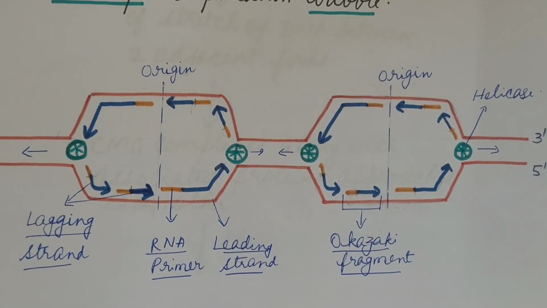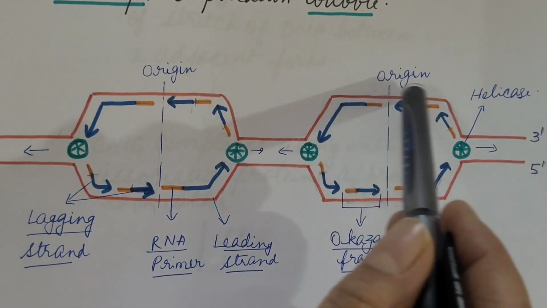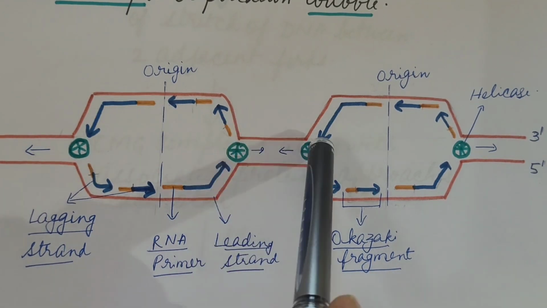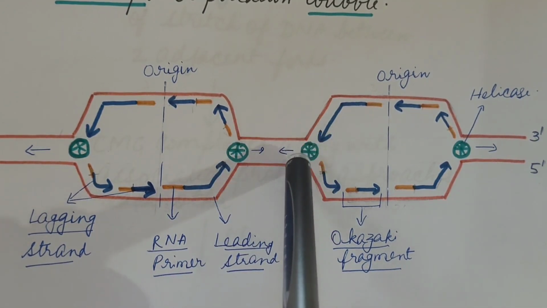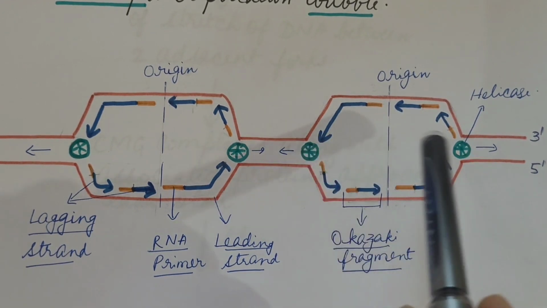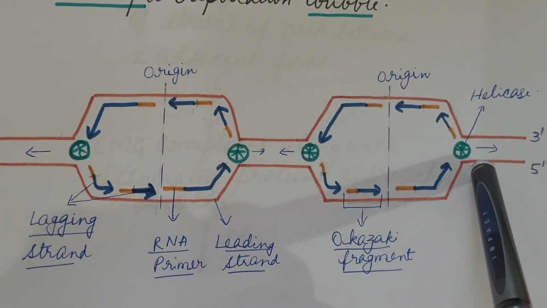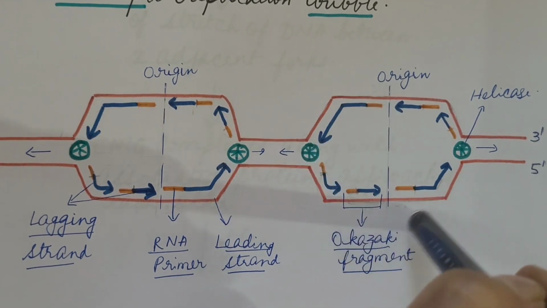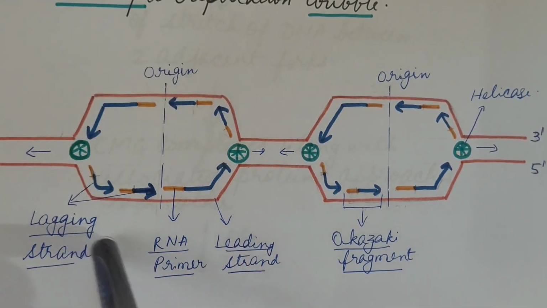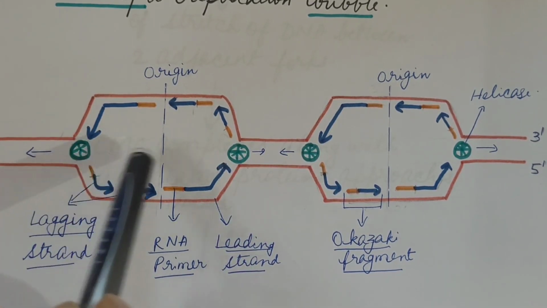Now let us understand this with the help of a diagram. We have taken two origins of replication, and when the strands separate, two replication bubbles are formed. Each replication bubble has two replication forks. As the helicase proceeds, two strands separate and hence the replication fork also proceeds, and both the replication forks of the replication bubble move away from the origin in opposite directions. So of this replication bubble, one fork will move in this direction and one will move in this direction. Similarly, if we talk about this replication bubble, one replication fork will move in this direction and the other in this direction, that is, opposite to each other.